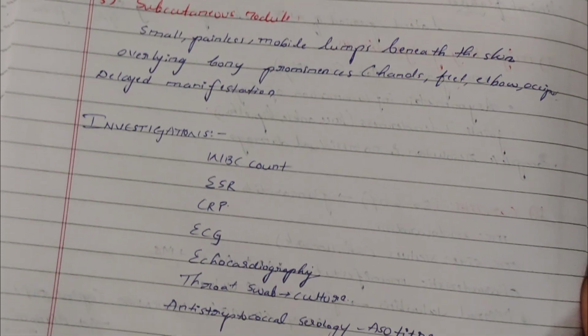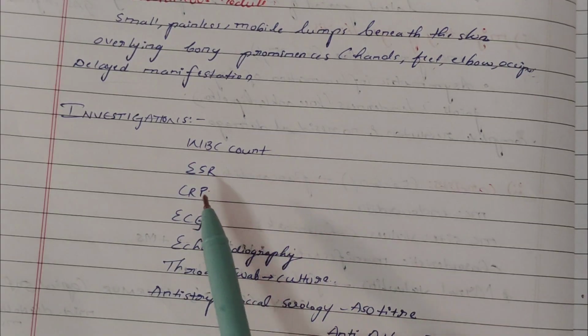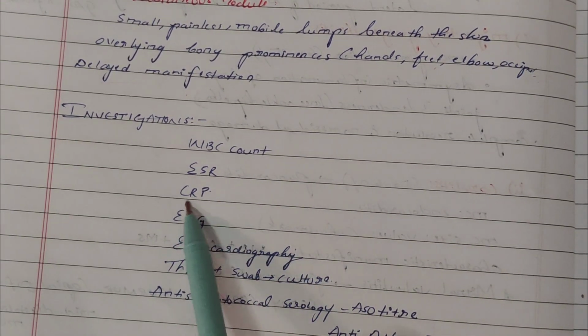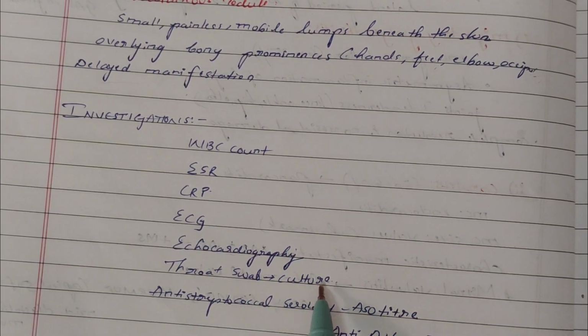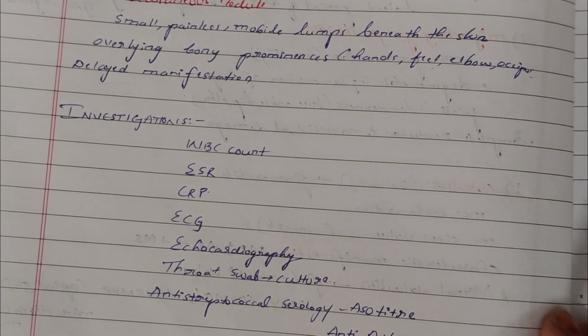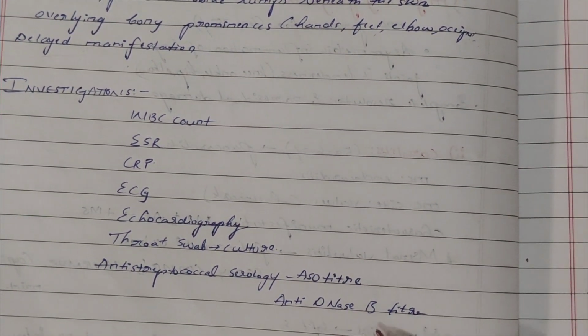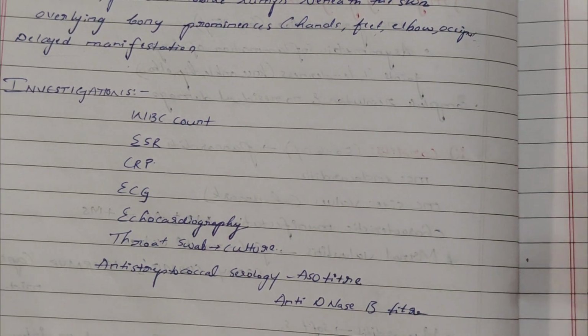Coming to the investigations, we have to check WBC count, we have to see ESR, and then CRP, C-reactive protein, ECG, echocardiograph, throat swab culture, anti-streptococcal serology, ASO titer and anti-DNase B titer. These are the investigations you have to go for.